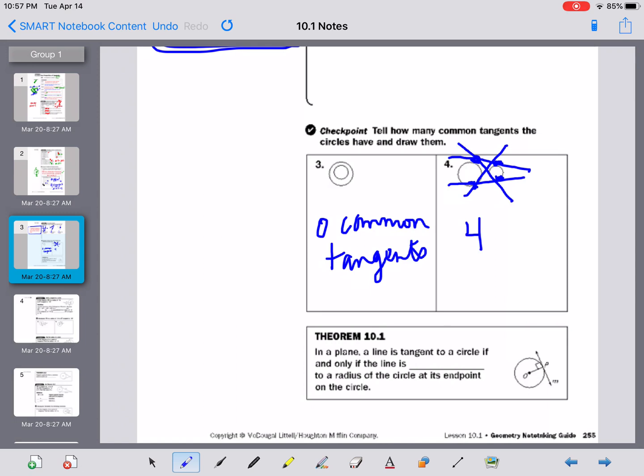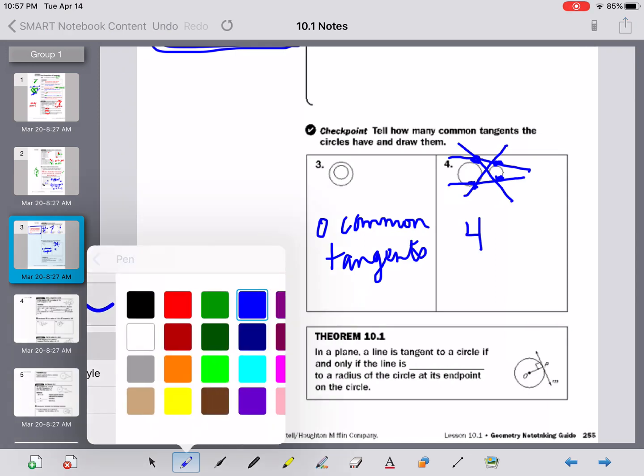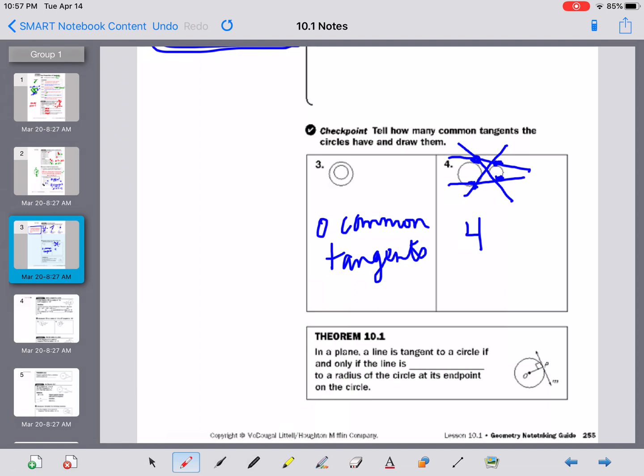All right, our first theorem here in chapter 10 is: in a plane, a line is tangent to a circle if and only if the line is perpendicular. I guess this would have been a good time for my upside down T symbol. Perpendicular to the radius at the endpoint on the circle. So when I have a tangent line and a radius, I always get a perpendicular or right angle.